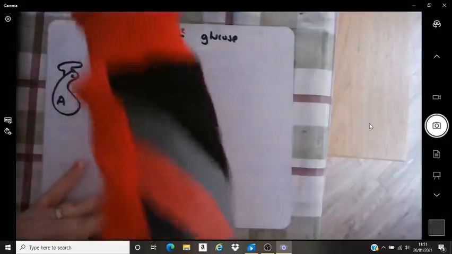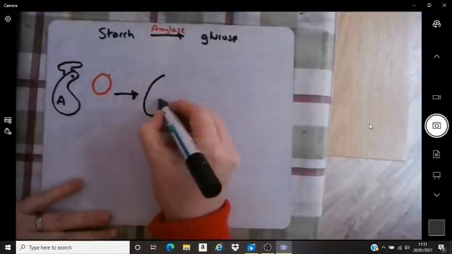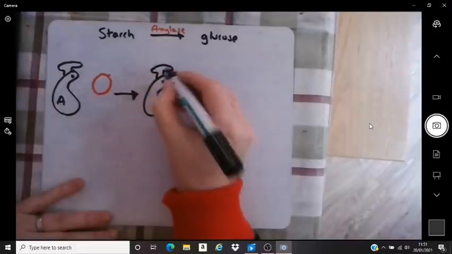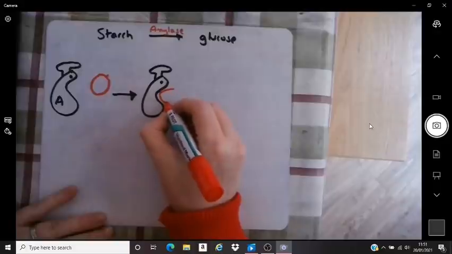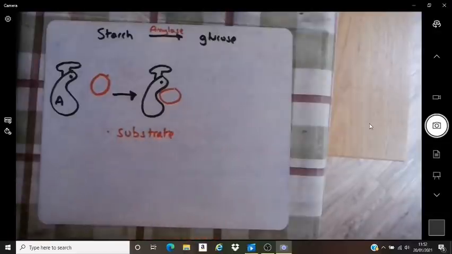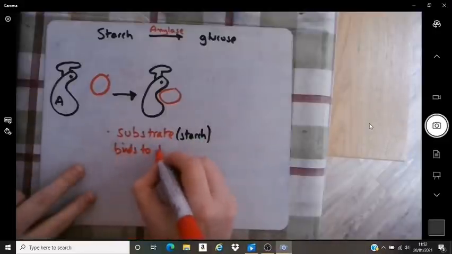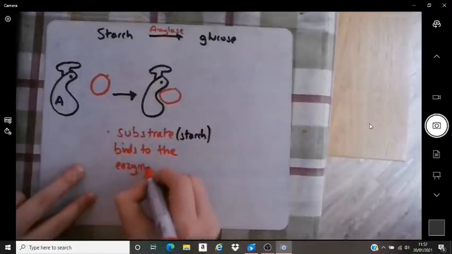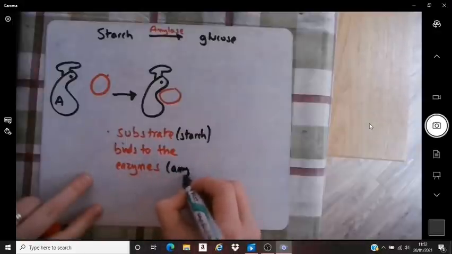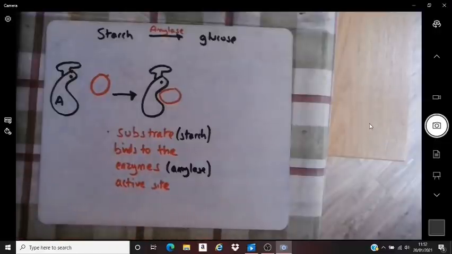So the first thing that has to happen is the starch, which we call the substrate, will actually bind, in this case, to the amylase enzyme's active site. So the very first step here is that the substrate, which in this example is starch, binds to the enzyme's active site, which again, in this example I'm drawing, is amylase. The reaction, when they are now bound together, will take place. And this reaction, guys, is a digestion reaction.